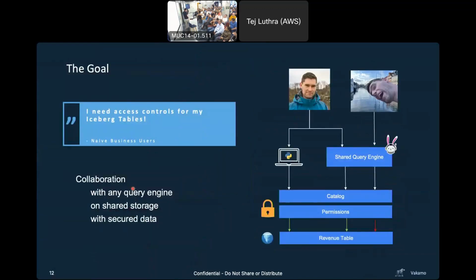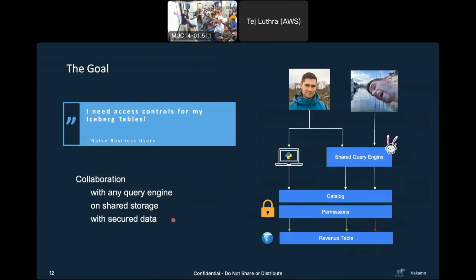Okay, so what's the goal that we want to achieve? Well, we have 2 different users, that's me and that's weird me somewhere in Denmark. What we want to achieve is that we have different users collaborate with any query engine they like on shared storage with secure data. So we have 2 different users.